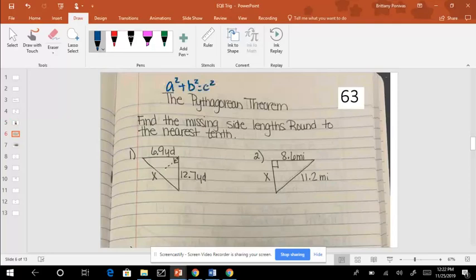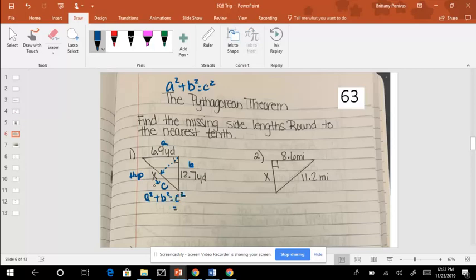Across from your right angle is always your hypotenuse, which is going to be your c value. And it would not matter which one of the legs was a and which one of the legs was b. So I'm going to write down the Pythagorean theorem here. a squared plus b squared equals c squared. And fill my numbers in.